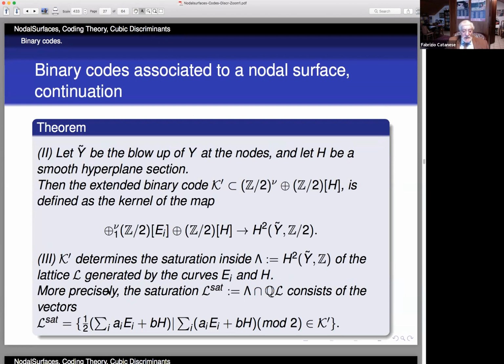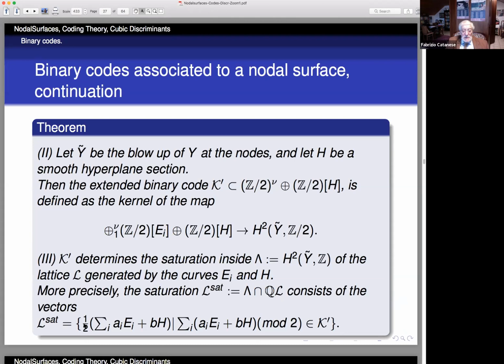And what is important is that K prime, if it determines something, I take the second cohomology of Y tilde with coefficients in Z. I call it lambda because it's a lattice. Okay, this is a free lattice. Inside I have the lattice L generated by the curves EI and H, but this lattice is not saturated. If I take lambda intersected with the rational multiples of L, I obtain something more, the saturation.